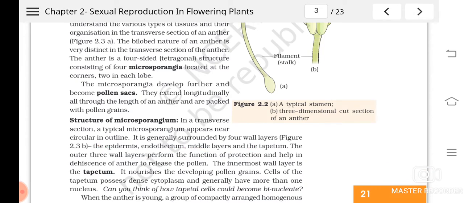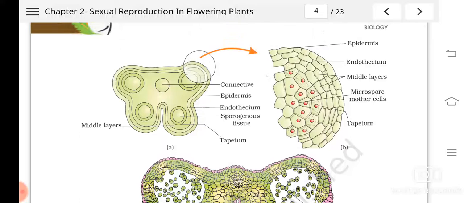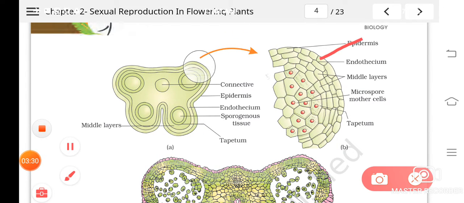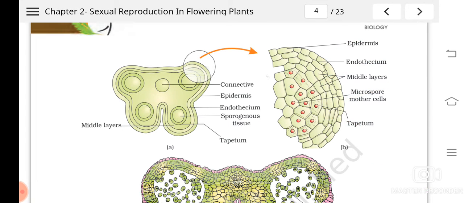Is it clear? So like this you can see a microsporangium contains 4 wall layers, okay, the epidermis, then comes the endothecium, then the middle layers, and interior to that, what will be there? The tapetum, okay. Tapetum is the nutritive tissue and inside that you can see the sporogenous tissue, okay. So this is the structure of a microsporangium. If the microsporangium's tissue structure is asked, this much you have to write, okay.